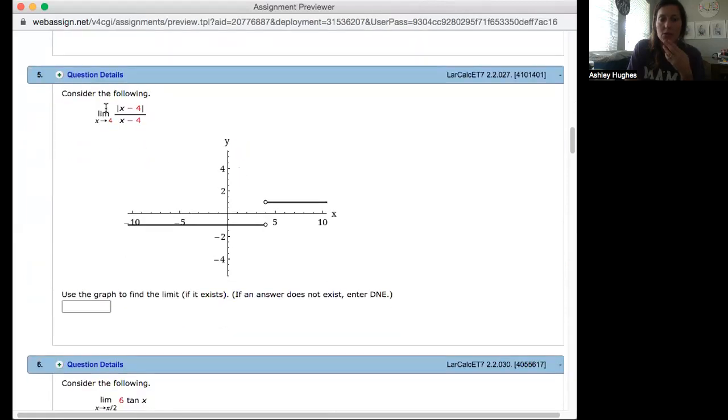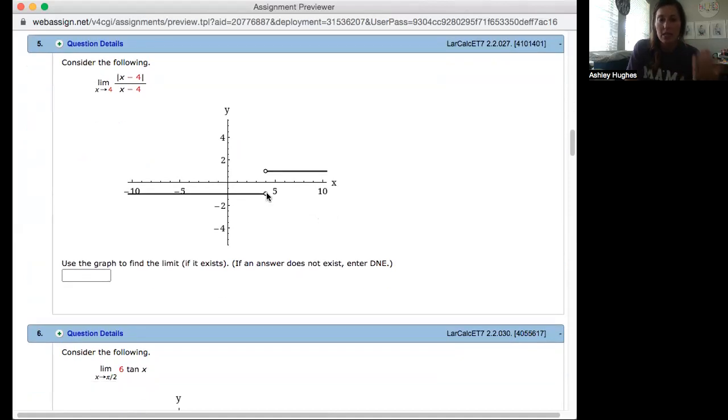This one, they told you this is the graph of absolute value of x minus 4 over x minus 4. You can see there's a jump here. Does the limit exist? The answer is no, because as you come from the left and as you come from the right, do my fingers go to the same spot or are they going to different spots? Different spots. So they don't match up. That means the limit doesn't exist. A jump in the graph means the limit doesn't exist. So for this one, we would write DNE, because DNE stands for does not exist. So there's that.